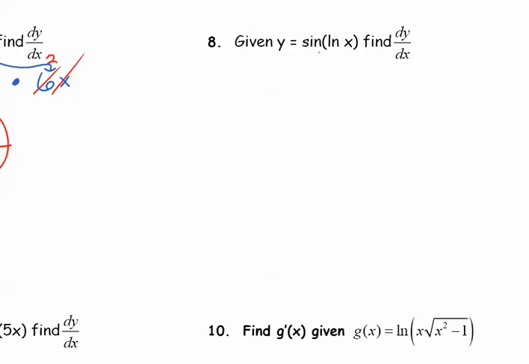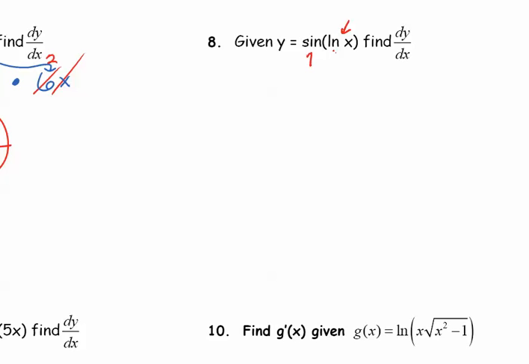And here, be careful, this is number 8, and this is not a product rule. Sine requires an argument. So this is the sine of the natural log of x. This is not a product rule. This is a chain rule. This is one function inside the argument of the sine function.